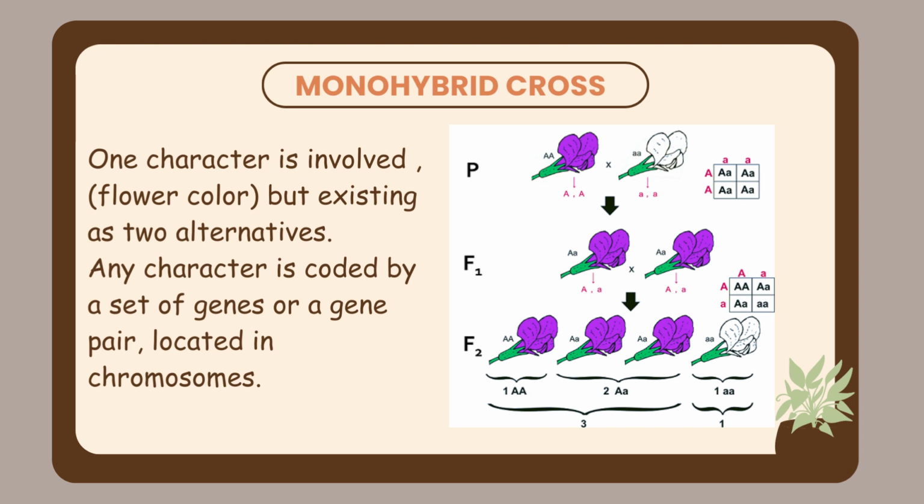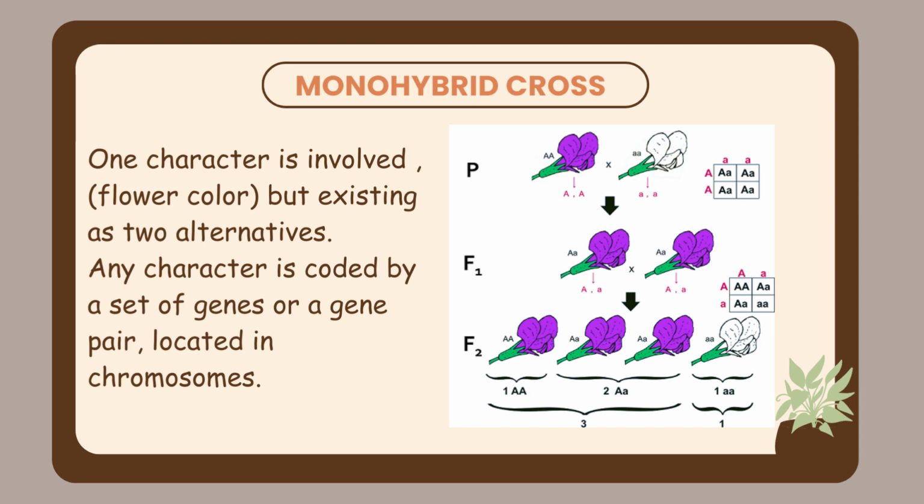So here in the Punnett square, as we can see along with the parental generation, the genotype of the purple flower is placed on the left side of the square, while the genotype of the white flower is located in the upper part of the Punnett square.